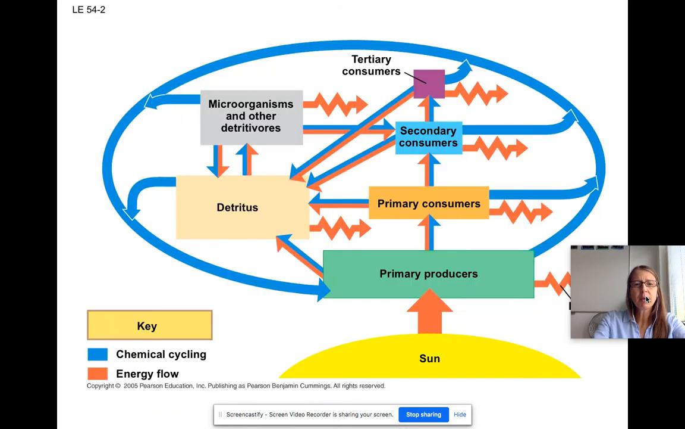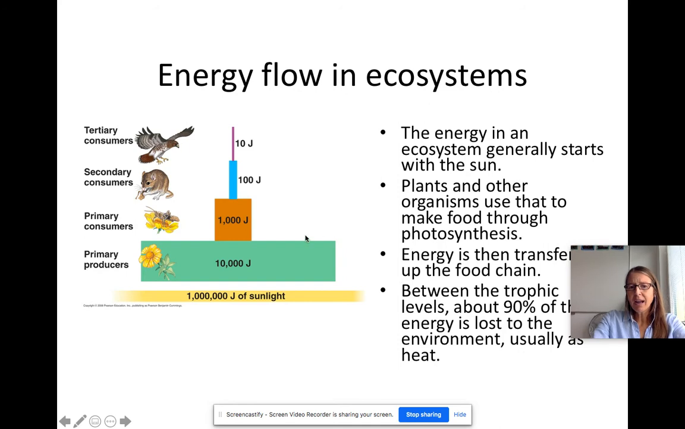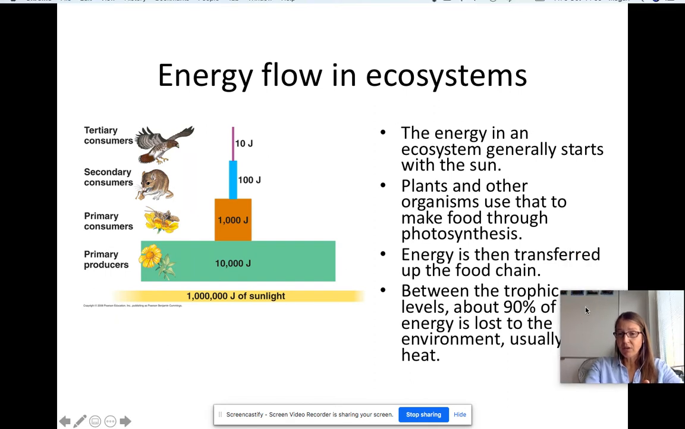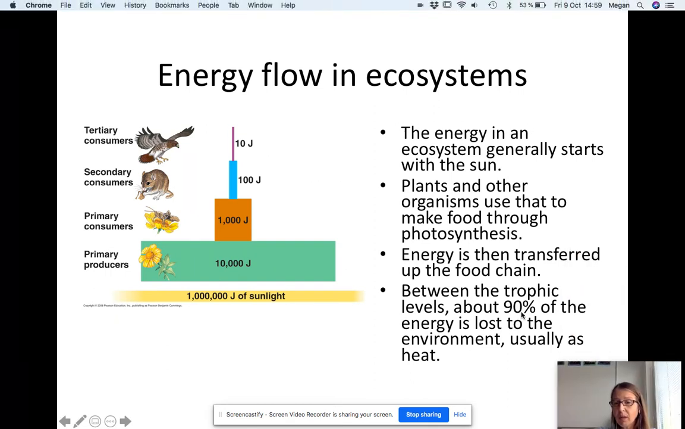Now we know when we were looking at those pyramids before, let me go back to our little pyramid here. When we were talking, 90% is usually lost to the environment as heat. So the caterpillar at 16.5% is actually more efficient than our average, because normally only 10% gets passed up. If that caterpillar has an efficiency of 16%, then it's more efficient than the average ecosystem.